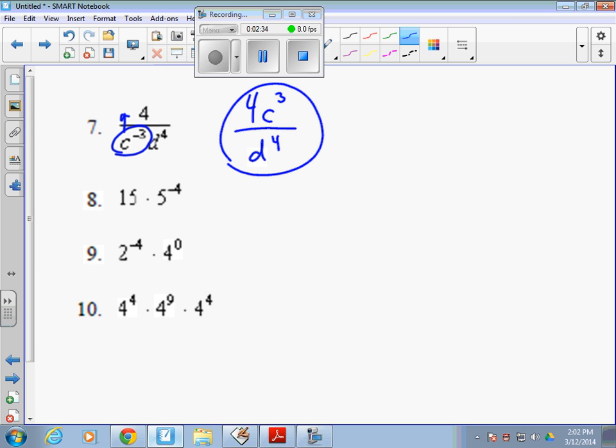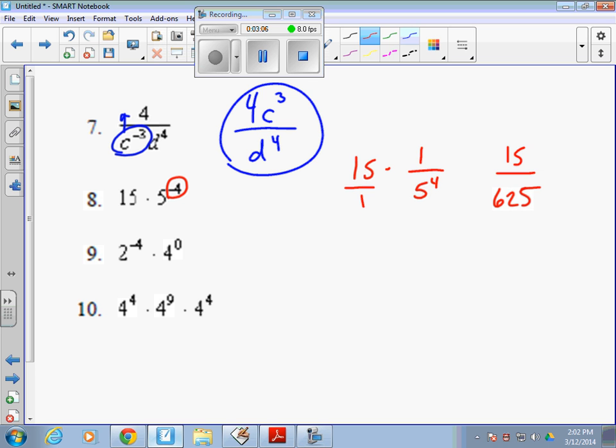15 times 5 to the negative 4. Again, anything raised to a negative exponent rides the elevator and goes down. 15 times 1 over 5, since it went down, to the positive 4. We can put 15 over 1 where we can simplify the rest of the problem. 5 to the 4th power means 5 times itself 4 times. So 5 times 5 is 25 times 5 is 125 times 1 more 5 is 625, so it's 15 divided by 625.